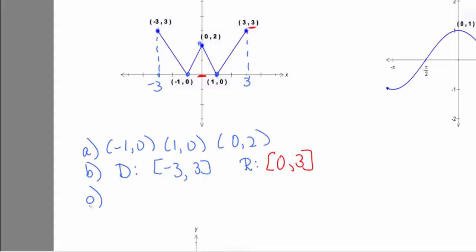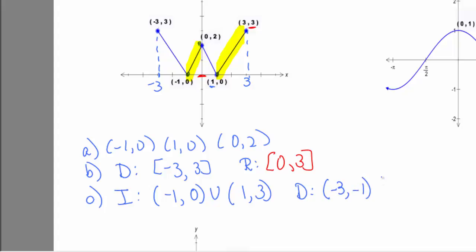Then, intervals of increasing, decreasing, and constant. So, increasing part. Where are we going uphill? Here and here. And we're going downhill everywhere else. So, increasing, again, the x values from negative 1 to 0, and the next x values from 1 to 3. Decreasing everywhere else, so from negative 3 to negative 1 and 0 to 1.